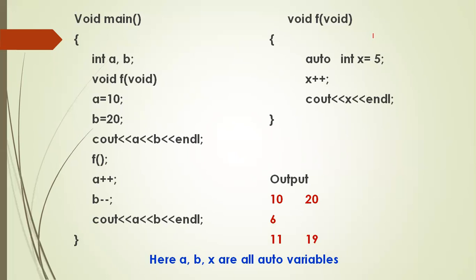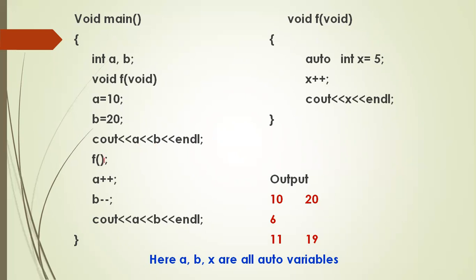And the prototype void f(void) indicates that I will call a function called f with no argument and no return value. So the initial values of the automatic variables a and b are set to 10 and 20 respectively. You display the value of a and b. The moment you declare the values of a and b, the output will be 10 and 20. So you can see the output is 10 and 20.